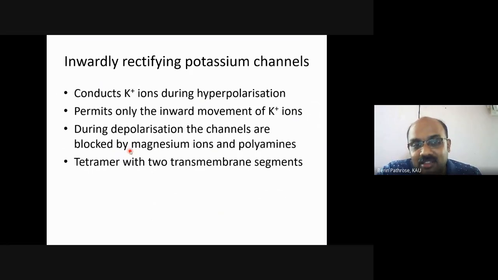During the depolarization stage and the initial phase of repolarization, these inwardly rectifying potassium channels are blocked by magnesium ions and polyamines. I don't know the exact way by which it blocks the ion channel and how that block is opened during the hyperpolarization phase. But it is described in literature that during the depolarization phase and the initial phase of repolarization, these channels are blocked by magnesium ions and certain polyamines.